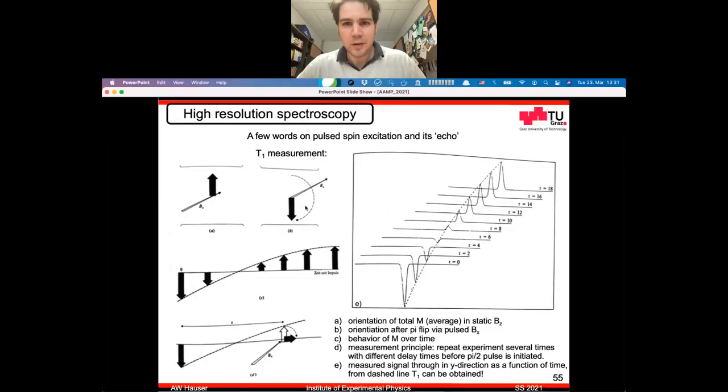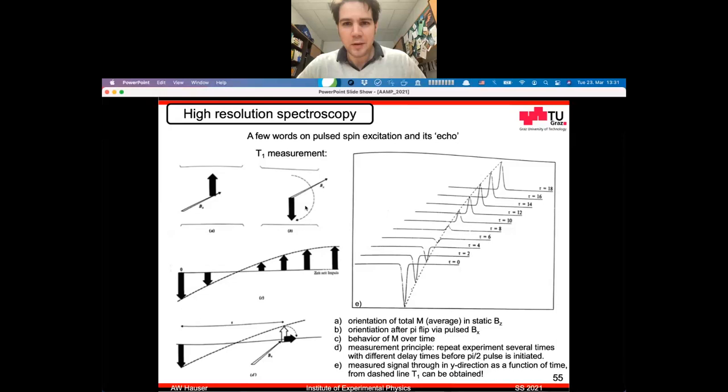And then all of a sudden you again see signal in your coil along the y direction, because you flipped it into the xy axis where your coil is sitting, and you get the signal. Now the signal strength will depend on how much of your magnetization was actually left when you did the flipping.